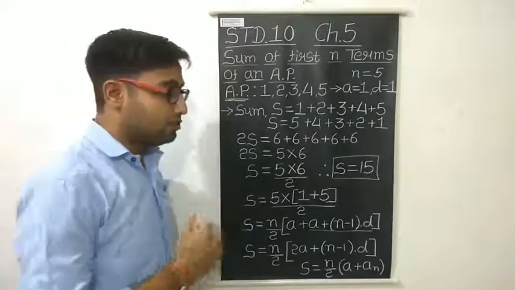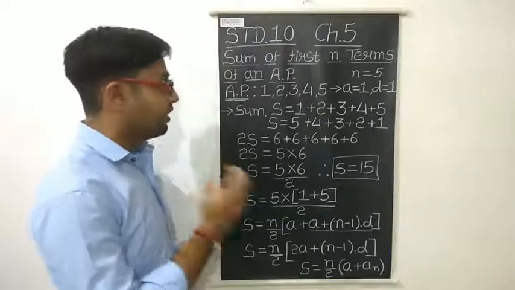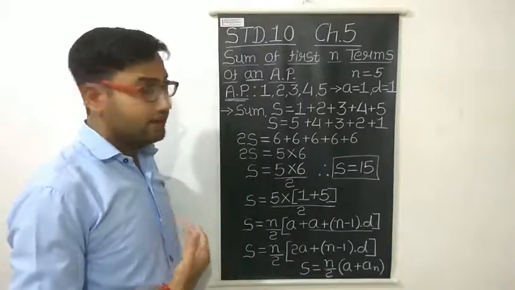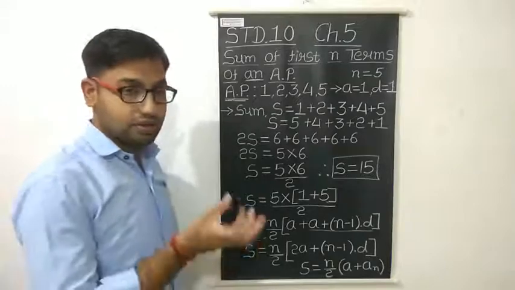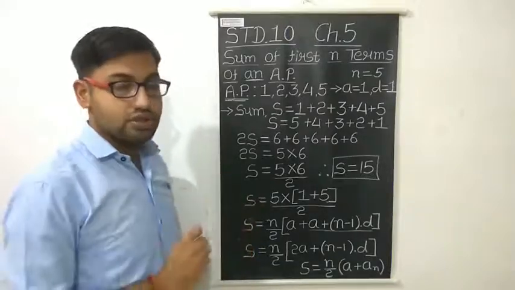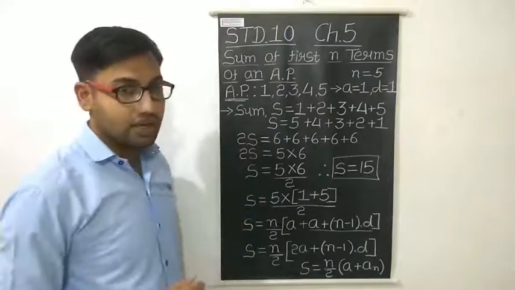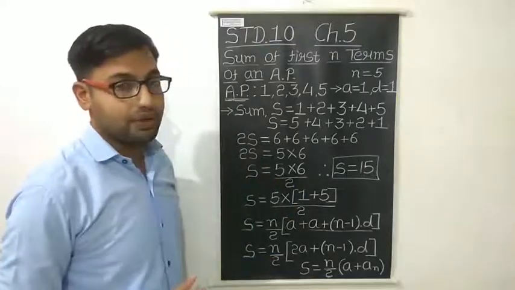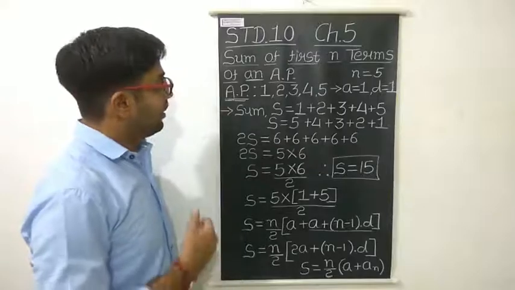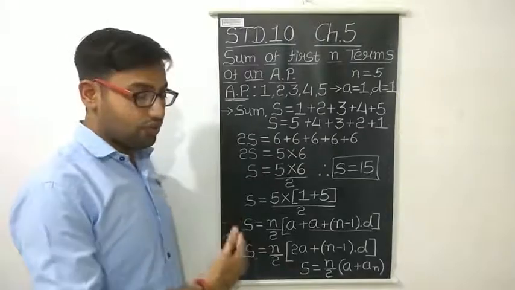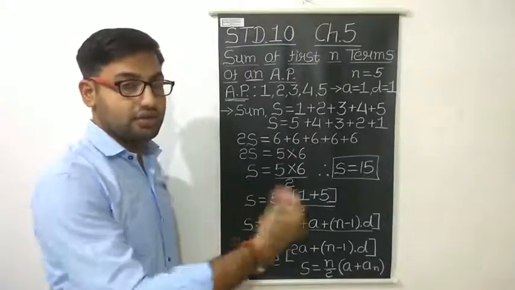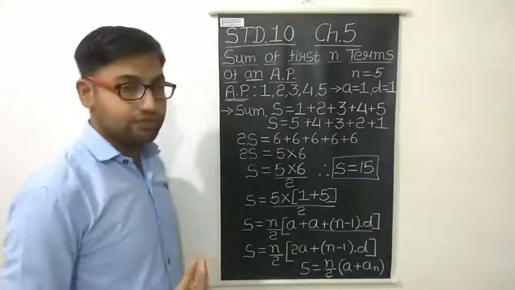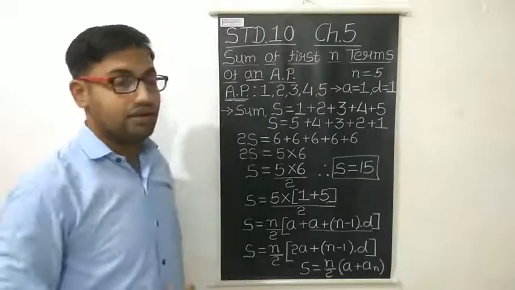So till now we have studied everything about arithmetic progression, how we can create an AP with two terms, first term A and common difference D. If we have two things, A and D, then we can create an AP, right? So now we have to study how to add the terms and what will be the sum of the first n terms.